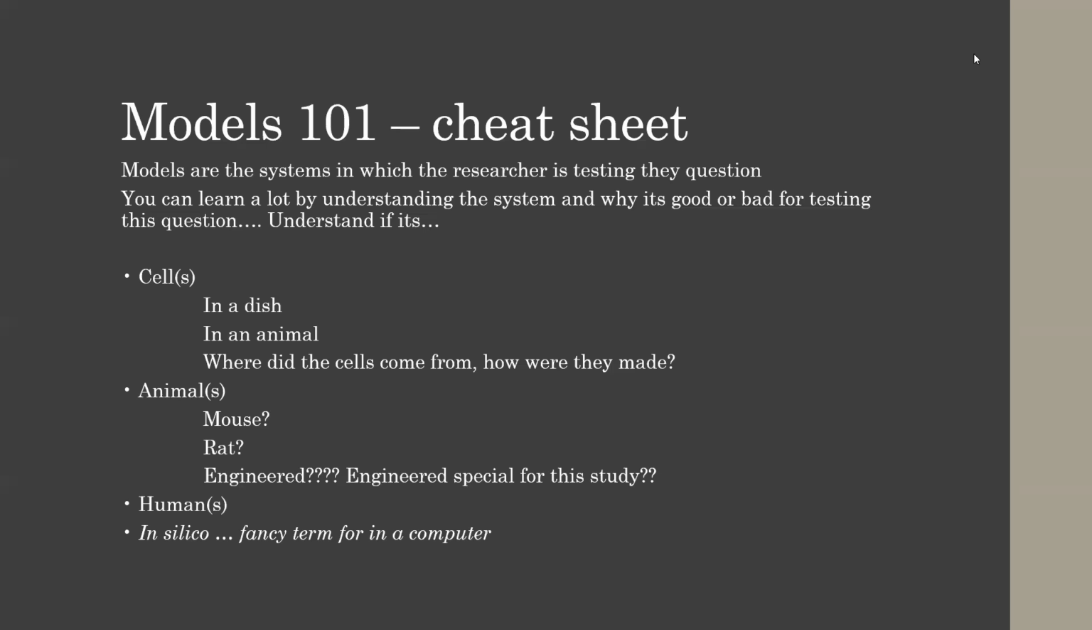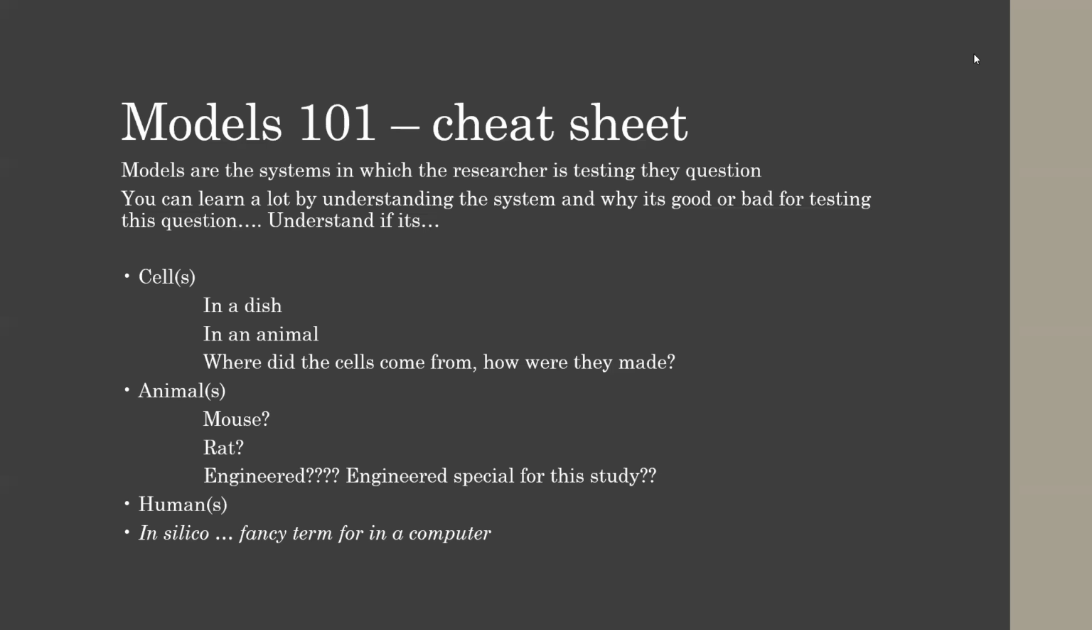Questions that are good for you as the reviewer to understand are: what is the model? Is it a cell? Is it an animal? If it's a cell, are they growing these in a dish, or are they growing these cells in an animal? Also ask where they came from. Are these cells from an animal, or from a patient? Depending on their source of origin and how they're growing it, it changes how you evaluate what that experimental system is and how they're asking the question.